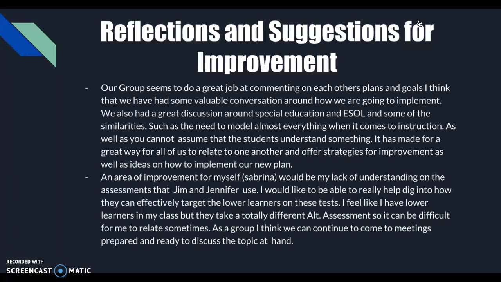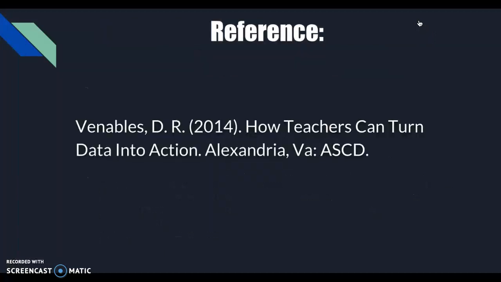One area of improvement for myself personally is the lack of understanding that I have on the assessments that Jim and Jennifer use. I'd like to be able to really help and dig into how they can effectively target the lower learners on these tests. I do feel like I have lower learners in my class, but they take a totally different alternative assessment, so it can be difficult for me sometimes to relate. But as a group, I think we can continue to come to the meetings prepared and ready to discuss our topic at hand. And then here's our reference again.